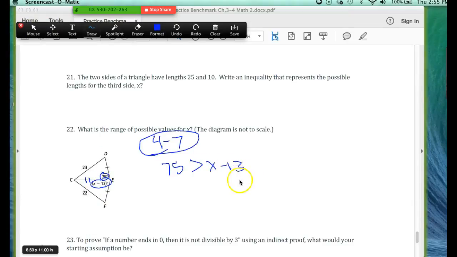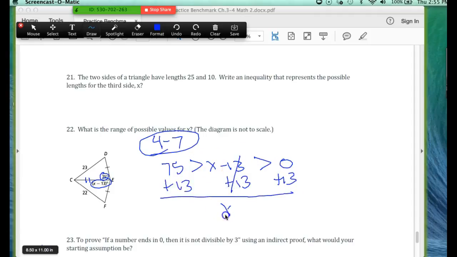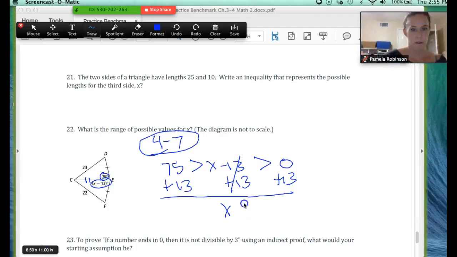Now we have a lower limit too, and in the lower limit, you don't want this angle to be 0. So it has to be at least greater than 0. And then just solve for x. Add 13 to all 3 sides. Eliminates that, and you're going to have x is greater than 13, and x is less than 75 plus 13, which is going to be 88. And there you have it. That's your range for x.